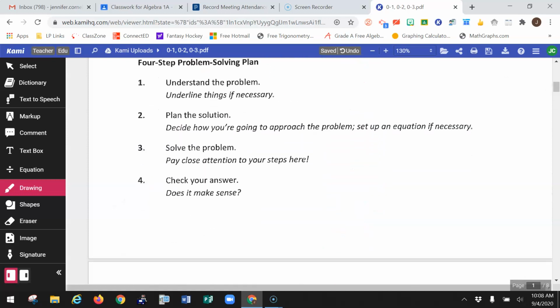So 4 steps for problem solving. So you definitely want to read the problem, make sure you understand what they're asking, underline things if necessary, plan your solution. So decide how you're going to approach it and set up any equations that you need. Decide if you're going to be using addition, subtraction, multiplication, division, whatever operation. And then of course we want to solve it. And then the last thing that's very important, you want to make sure that your answer makes sense for what it's asking.